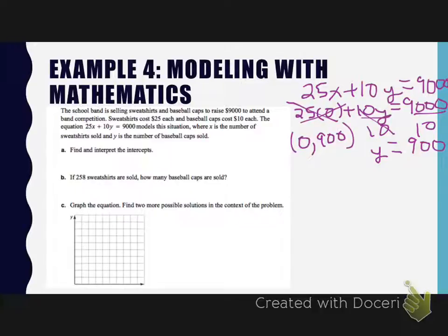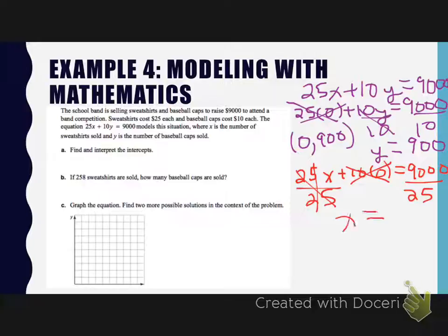So now let's find the x-intercept. Let's set y equal to 0. 25x plus 10 times 0 equals 9,000. So this is again 0. Divide by 25. And we get x equal to 360. So that would be the point (360, 0). So we're going to go ahead and plot those points on this graph.